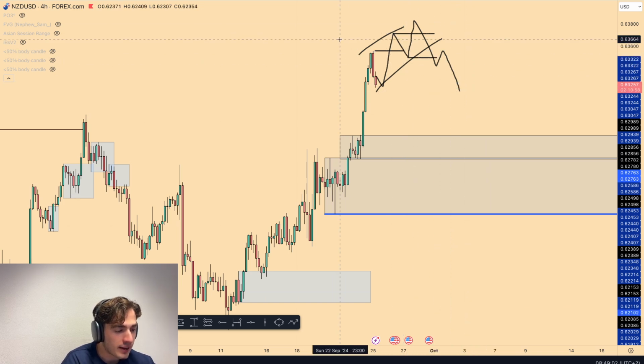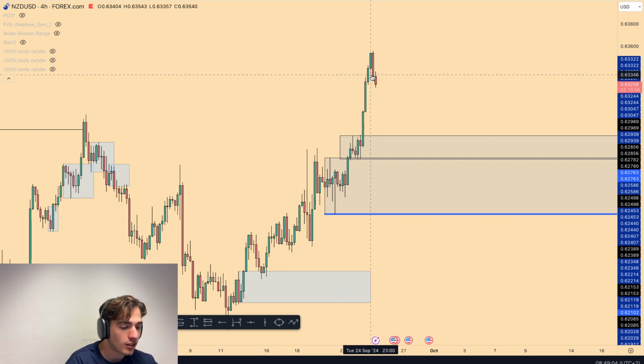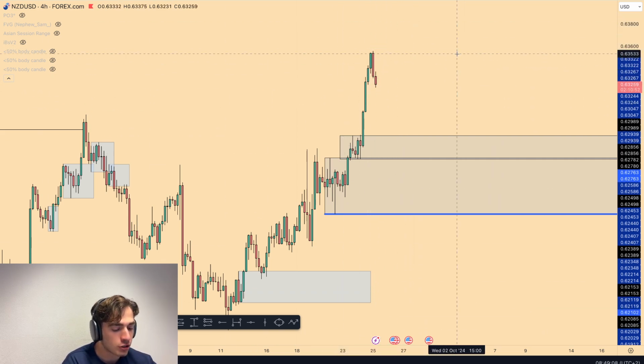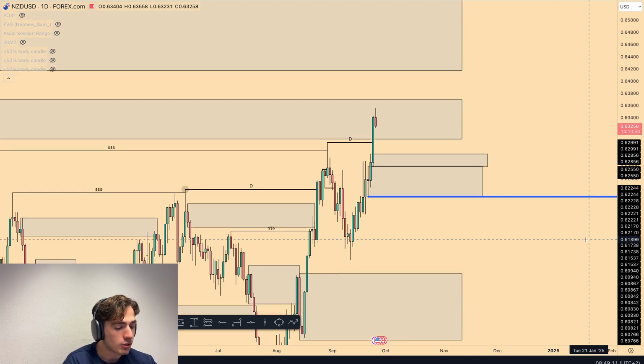I'm not really a big fan of shorting these kind of movements, because for the same reason we could just push up higher again with such bullish price action. Okay, so just a little bit more patience on NZDUSD.